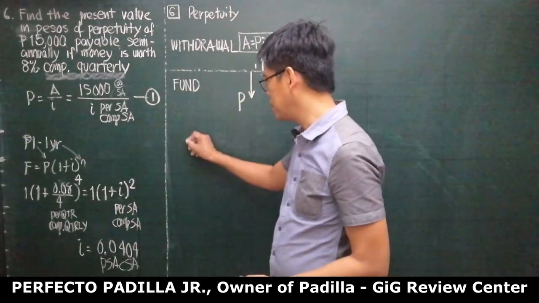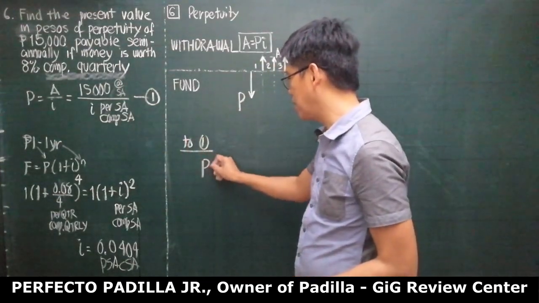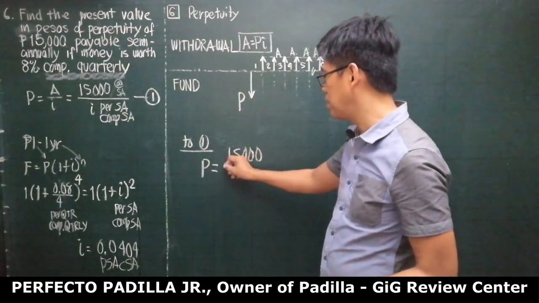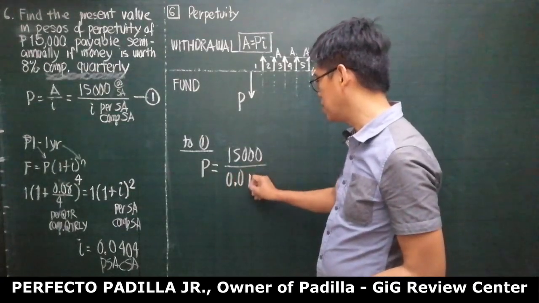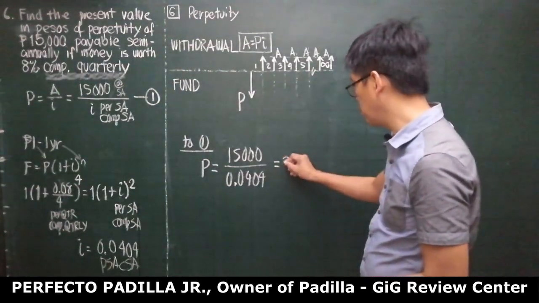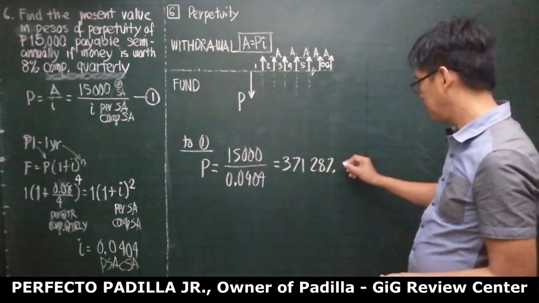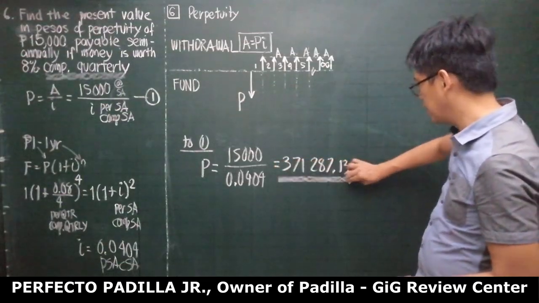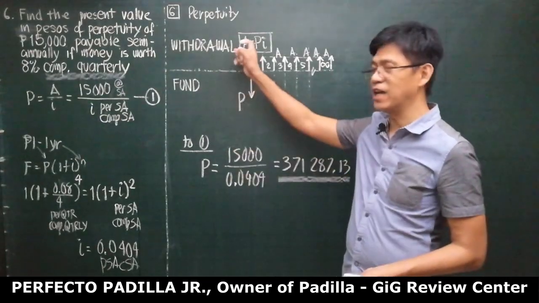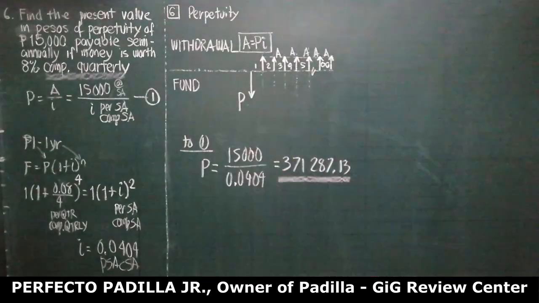So, therefore, substituting to equation 1, we will have the present amount or the perpetual fund is A, 15,000 at every semi-annual over 0.0404. And this is going to be 371,287.13. Ito yung ating perpetual fund. Naintindihan? Yan lang yung unit ang kailangan mong bantayan sa API formula. Kuha? Klaro? Okay, sige, kopya.